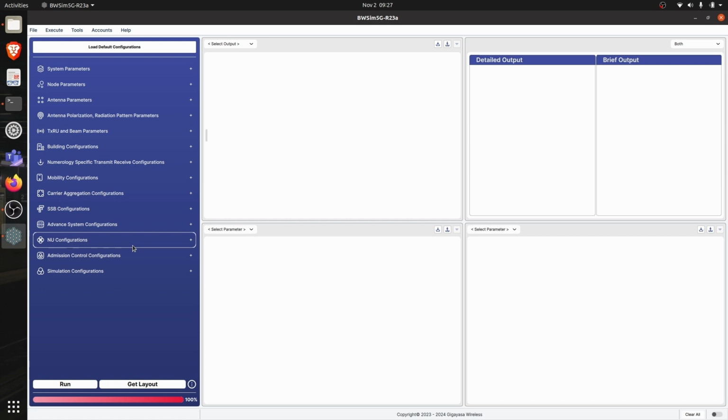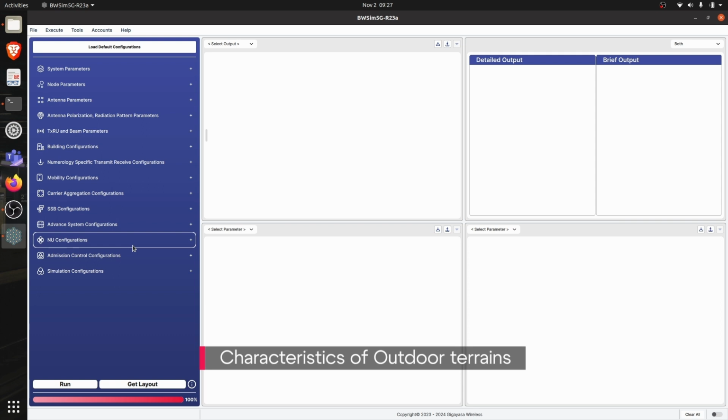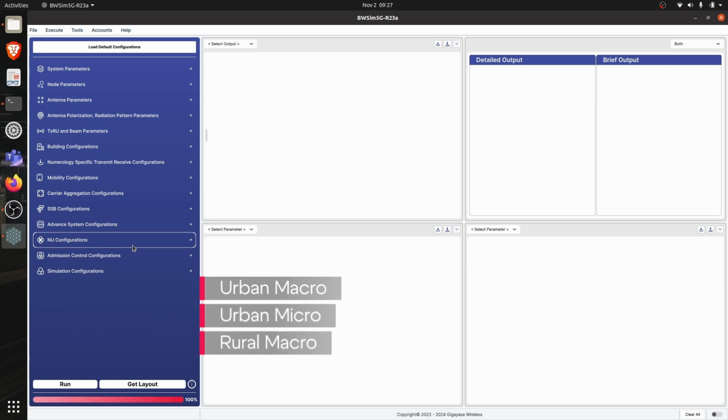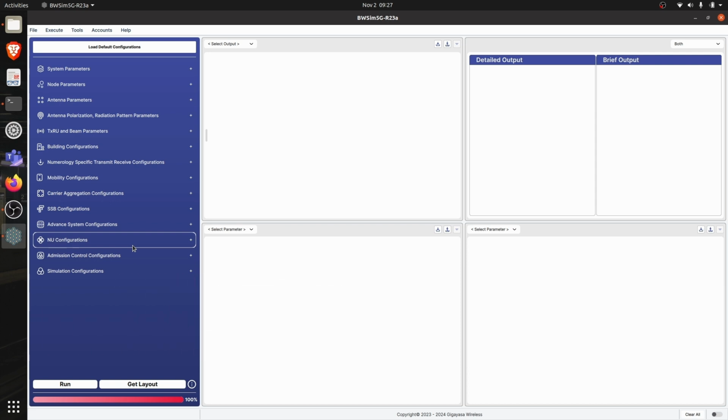In this video, we are going to take a deep look into the concept of outdoor terrains and further analyze their characteristics. First of all, we need to understand that there are different kinds of terrains: rural macro, urban micro, indoor factory, and indoor office. In this experiment, we are going to see the first three, which are urban macro, urban micro, and rural macro. Despite having previous experiments involving these terrains, this experiment will solely focus on the characteristic features of these terrains.